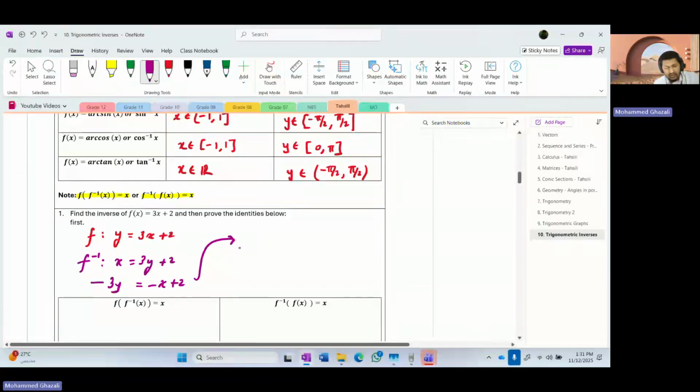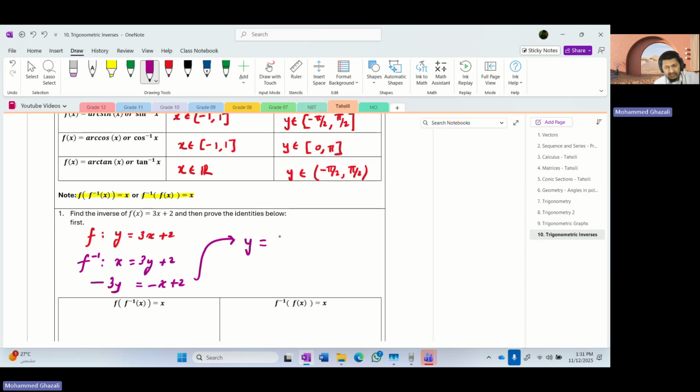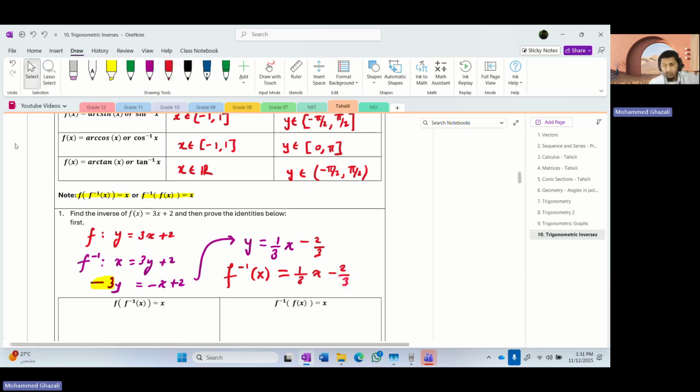Now, when you're solving for y, you can say y is equal to negative 1 divided by negative 3. So that's 1 over 3x. And 2 divided by negative 3. We have to divide everything by negative 3. So 2 divided by negative 3 is negative 2 over 3. And this is what your inverse function is. So f inverse x is this transformed function, 1 over 3x minus 2 over 3. I hope you guys understood that.